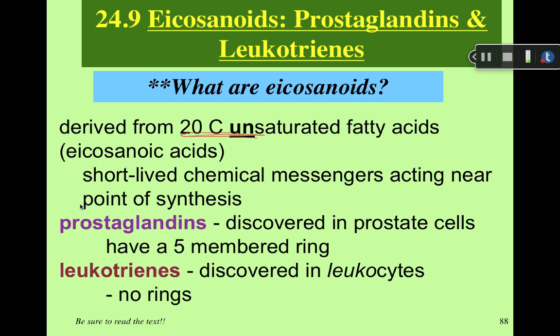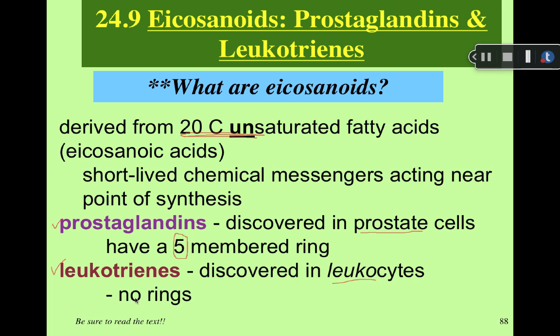Their specific functions are not for your concern at this time, although you may have heard of some of these. There are two types that have specific names: prostaglandins and leukotrienes. You can imagine from the name that the prostaglandins were discovered in the prostate cells. They are conspicuously different from the leukotrienes because they have a five-sided ring in them. We'll see a diagram in a moment. And leukotrienes were discovered in leukocytes, therefore the name.